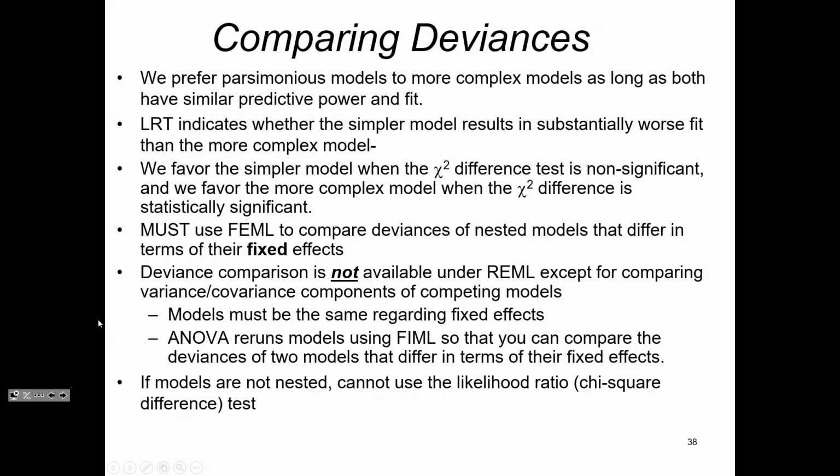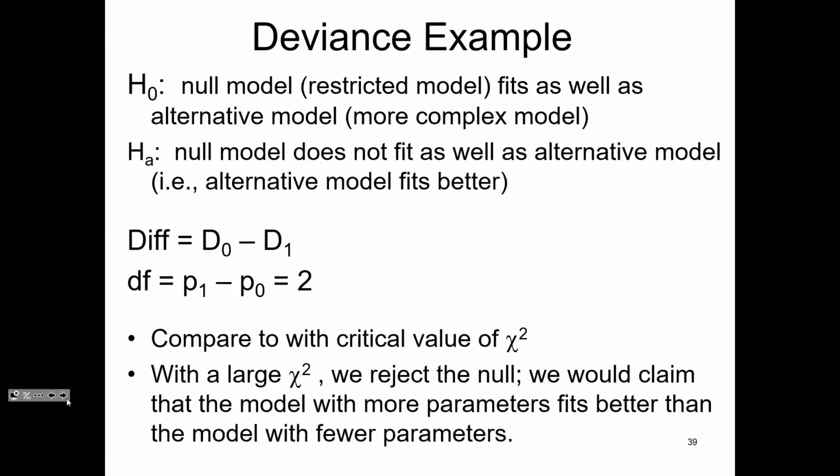For the homework, though, if they're comparing two models, should they just use the ANOVA command? Generally, yeah. In R, the ANOVA command will actually run the FIML. It will give you the FIML estimates, so you don't have to worry. It will rerun the model as FIML and get the deviances that way.